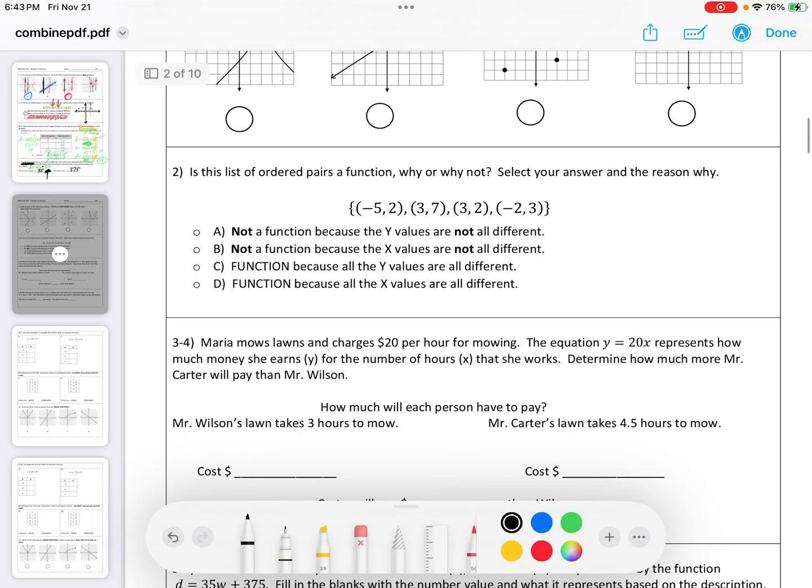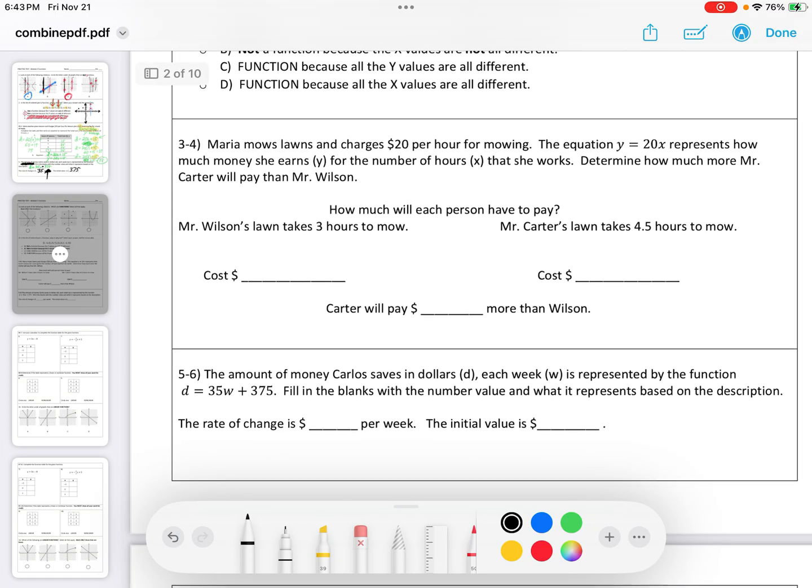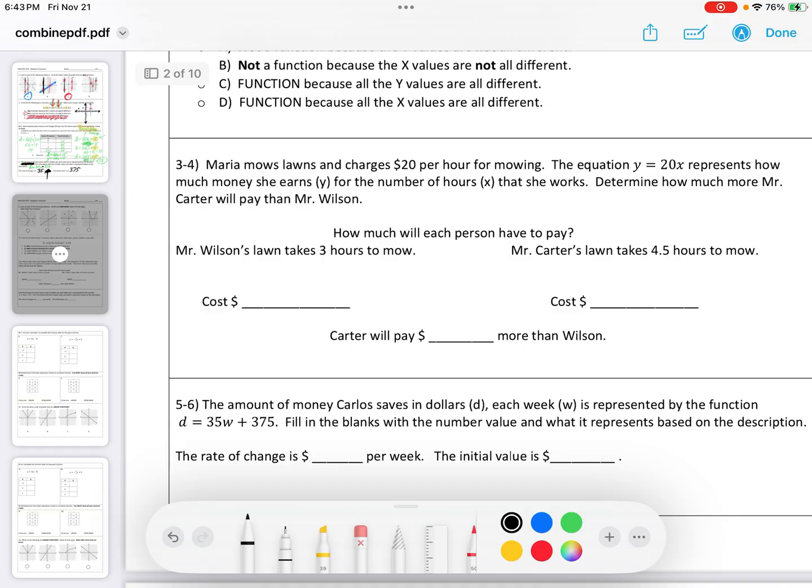First two problems are the same. This problem's different. This problem's the same. Okay, so 3-4. Let's do that one. Maria mows lawns and charges $20 per hour. All right. The equation represents how much money. That's correct. So she doesn't have a beginning charge. So it's plus 0.